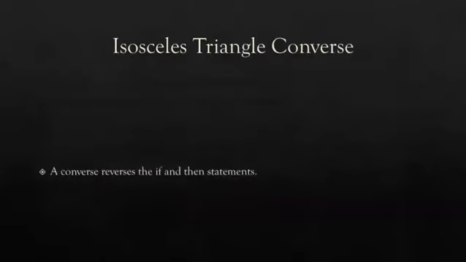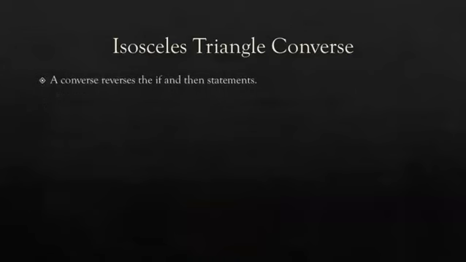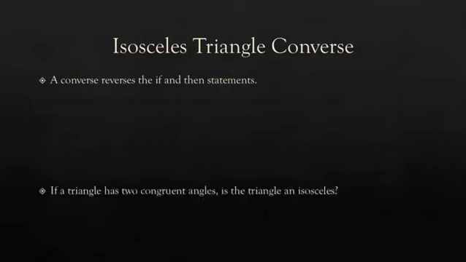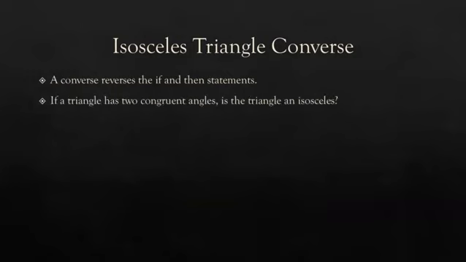So what about the converse? Remember that a converse reverses the if and then statements. So the isosceles triangle conjecture reversed in the converse would be, if a triangle has two congruent angles, then the triangle is isosceles. But is that true? Let's do an investigation.